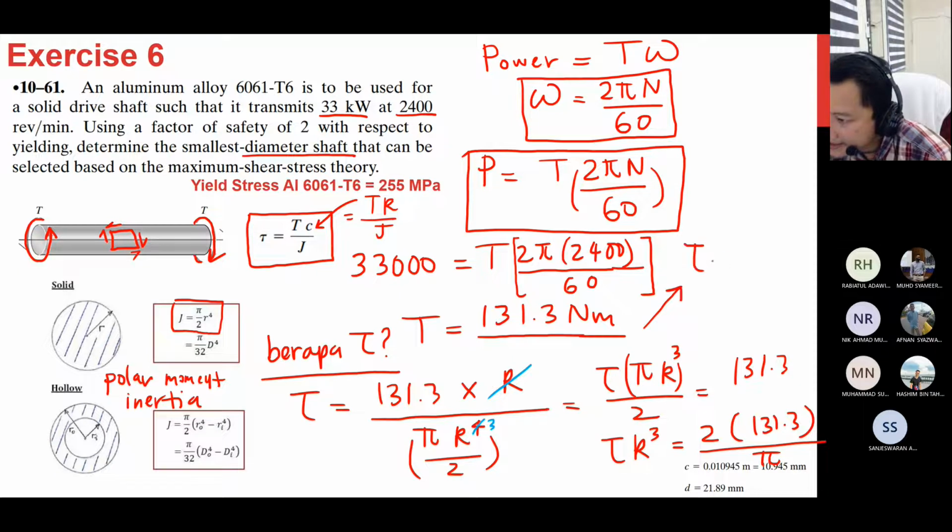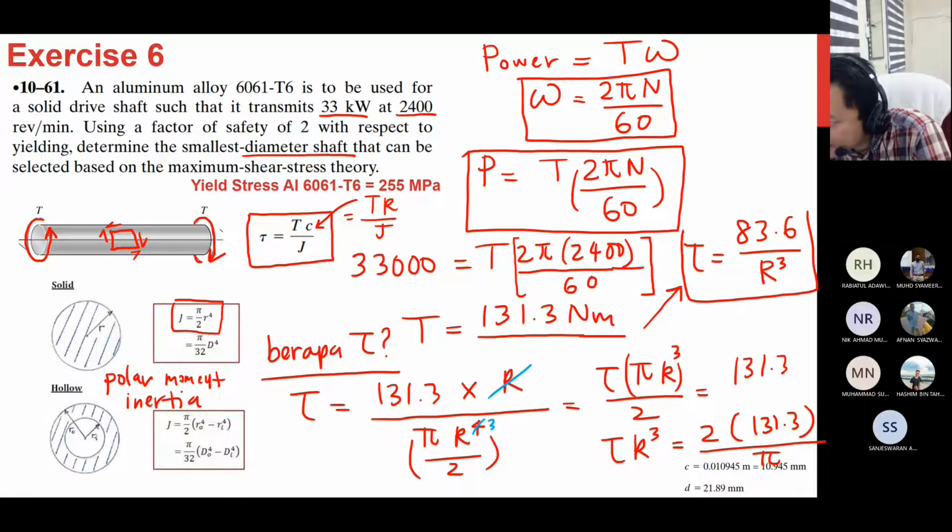So, shear stress. Jadi, 131.3 kali 2 bahagi pi sama dengan 83.6. 59 lah patutnya, saya letak 6 lah. Simplify sikit. Per R kuasa 3. Itu ya ni. Kau dapat sama?